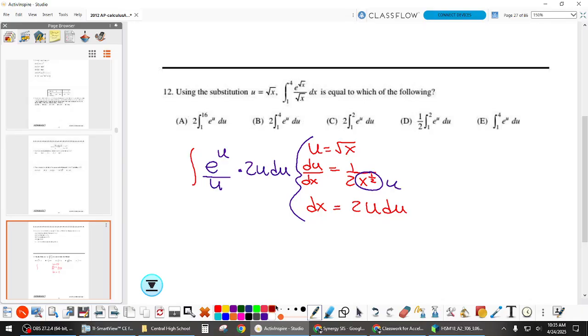And we also need to do our limits. Let me write that out. So we need to do u of 4 and u of 1. Oh, that's what I forgot to do. I forgot to do the u of 4 and u of 1. Okay, so it should be 1 to 2. So it should be c. Yeah, c.